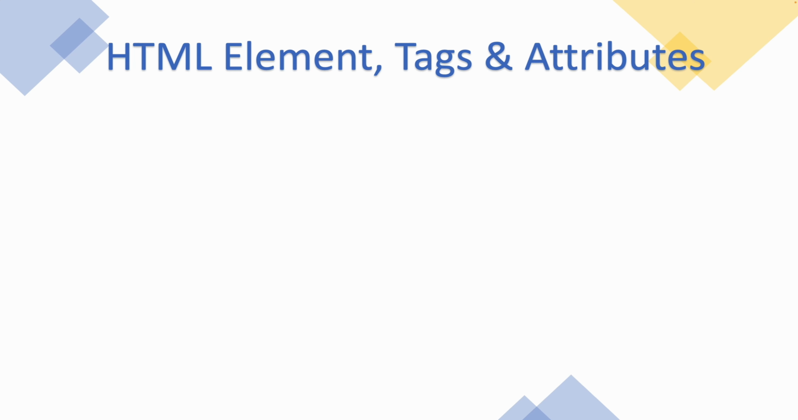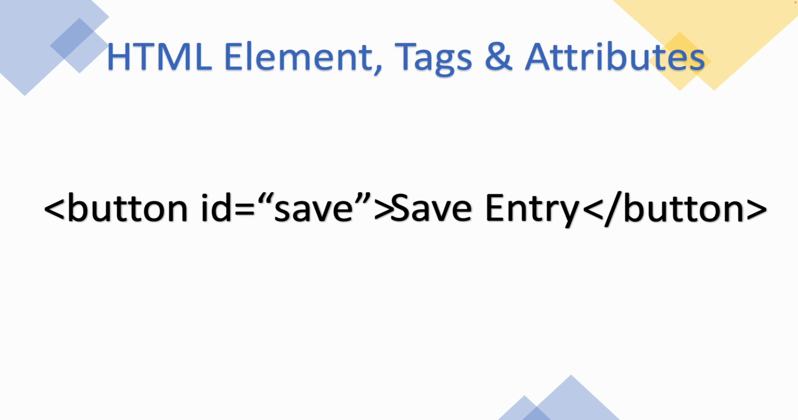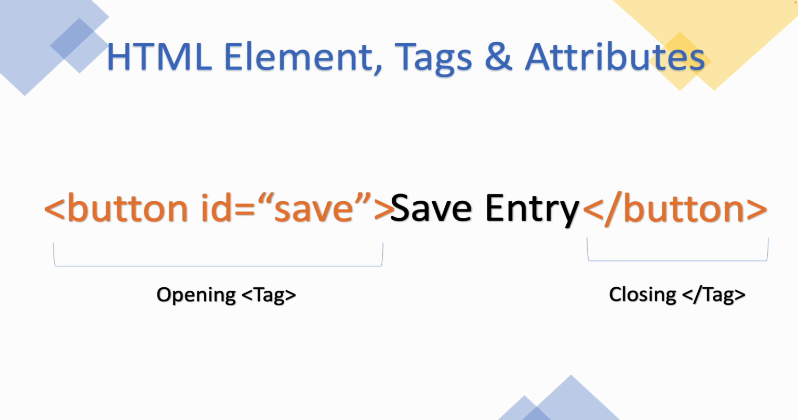The HTML document will comprise of many HTML elements which will form the structure of the final web page. Let's see an example of the button element. So button is an HTML element. This is called as the opening tag. This is called as the closing tag. So we have an opening tag and the closing tag. Between that whatever we have, this is called as the content. So this is the complete element which has an opening tag and the closing tag.